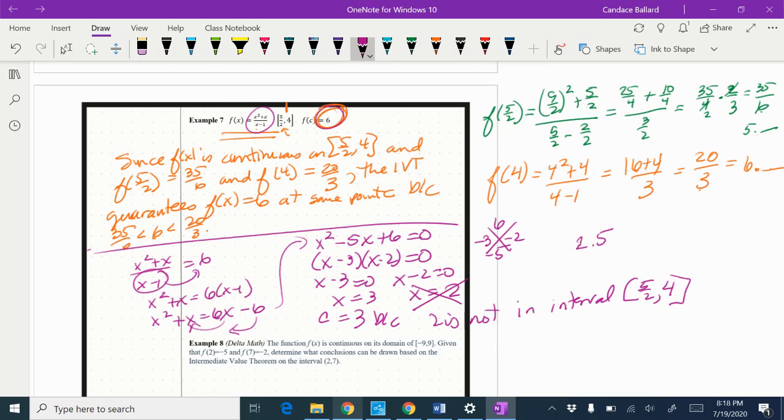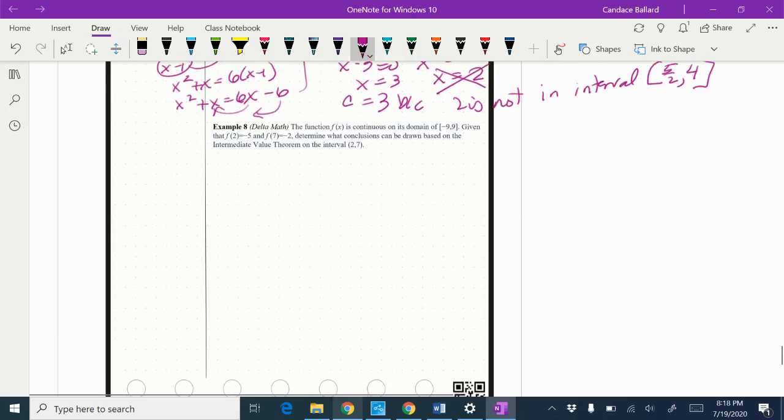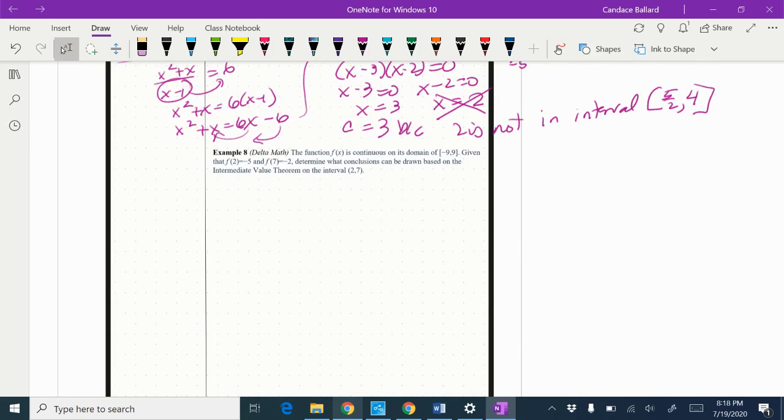All right, one last problem here, and I want to make sure I show you this one. Oh, maybe not. I think there are 2 problems left. I want to show you example 8 for sure because your assignment's going to come a lot out of Delta Math, so I want to make sure you know how to state this in Delta Math. The function f of x is continuous in its domain between -9 and 9. Given that f of 2 equals -5 and f of 7 equals -2, determine what conclusions can be drawn based on the intermediate value theorem on the interval from 2 to 7.